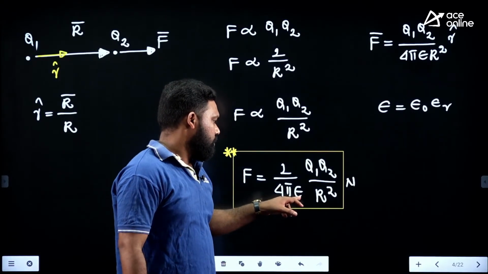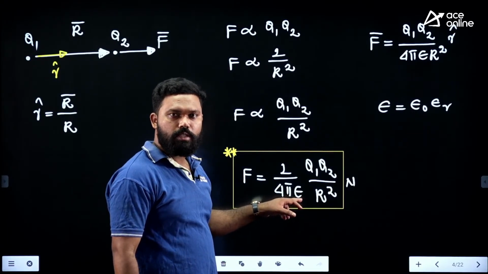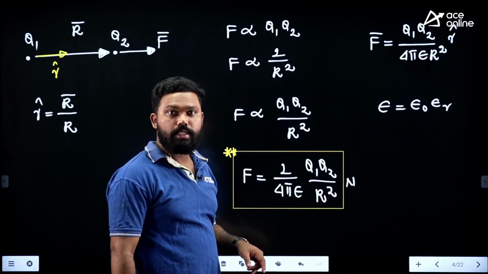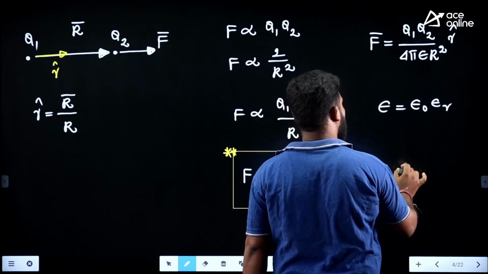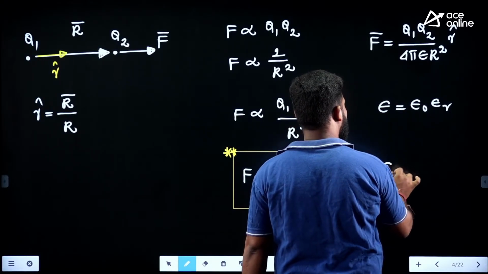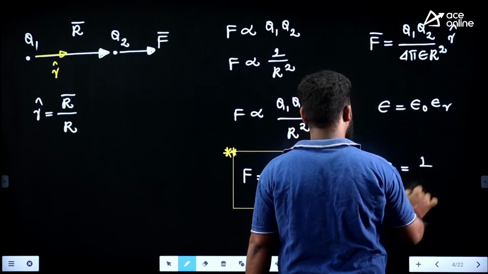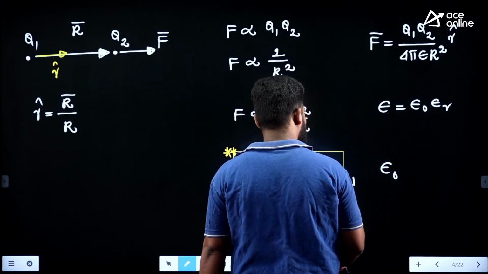So what is this epsilon? It is a medium parameter. Fine. So this epsilon is a medium parameter. What is this epsilon naught? It is called absolute permittivity, whose value you have to remember.